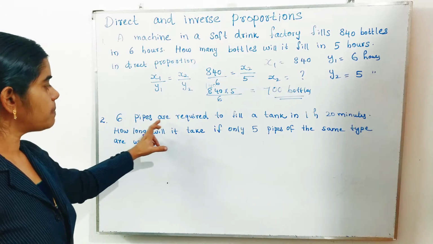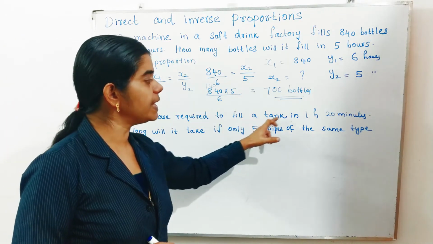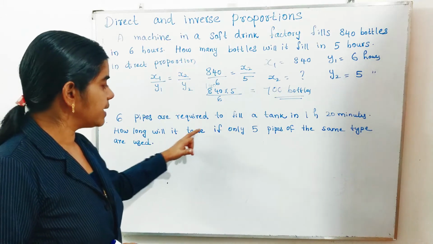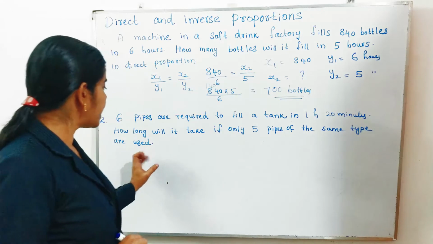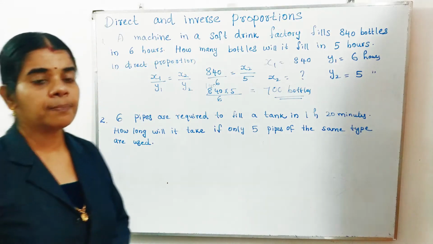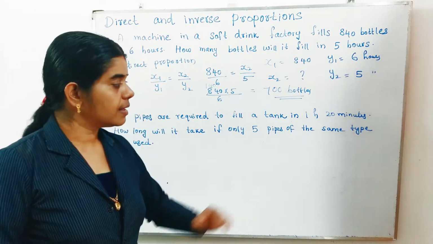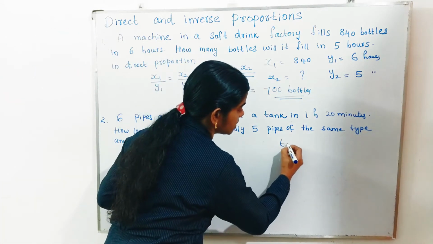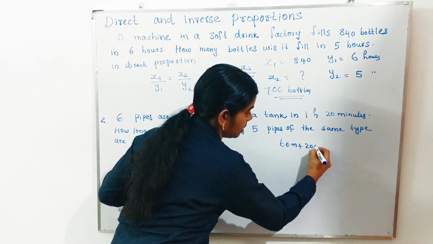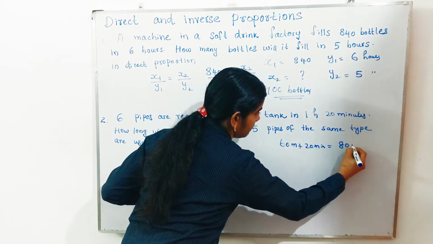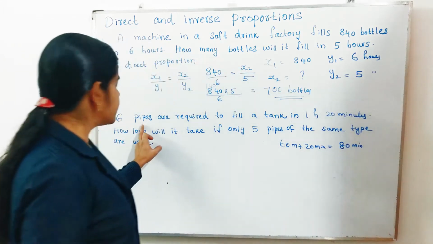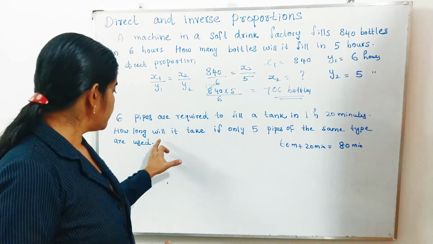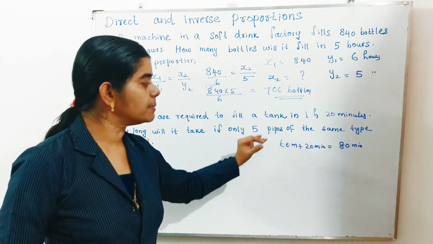Next question. 6 pipes are required to fill a tank in 1 hour 20 minutes. How long will it take if only 5 pipes of the same type are used? If 6 pipes are used, it takes 1 hour 20 minutes. We can take that as 1 hour means 60 minutes plus 20 minutes, which is equal to 80 minutes. So 6 pipes are required to fill a tank in 80 minutes. Then, how long will it take if only 5 pipes of the same type are used?